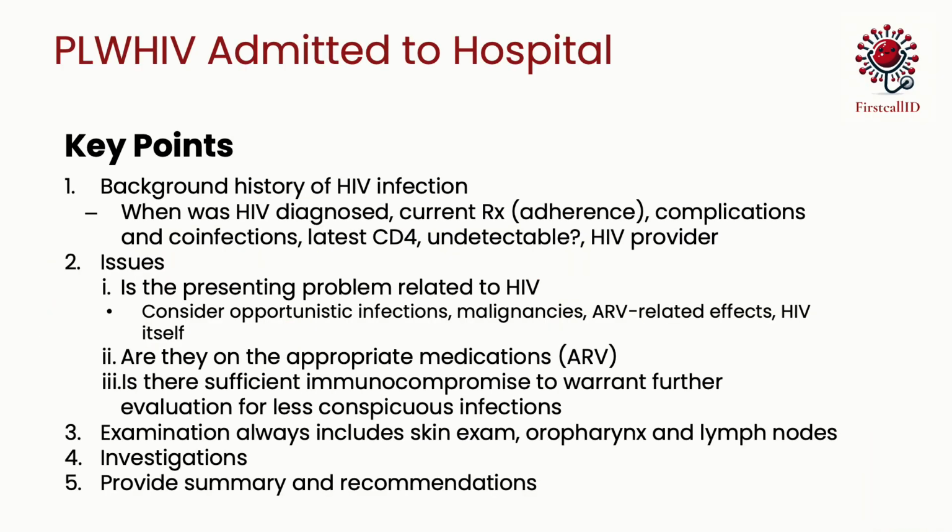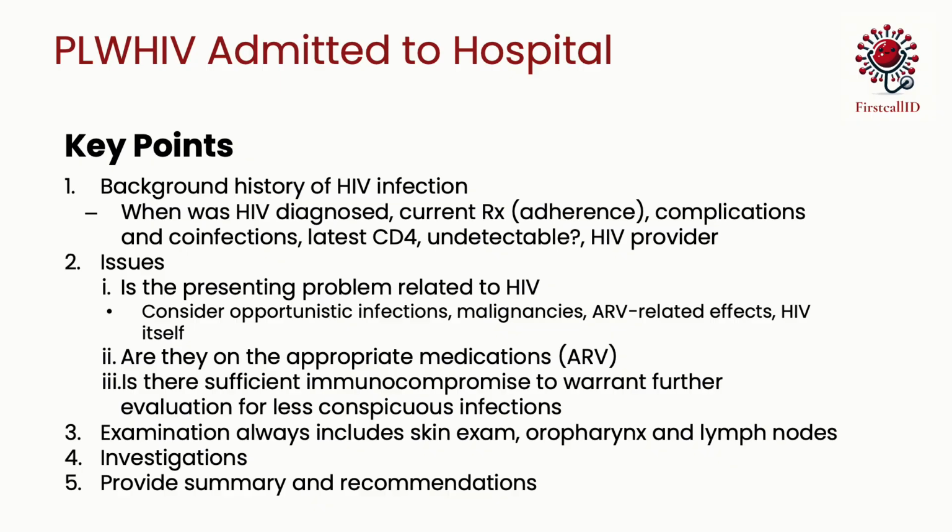Now, there are many ways to frame our assessment or our consultation when assessing patients living with HIV, but here is one example of a framework. The key points that we like to highlight: really establishing a clear understanding of the background history of their HIV infection. When was it diagnosed? What is their treatment history? Are they adherent to the therapy? What has their course been like over the years in terms of complications and potential co-infections? What is their CD4 count and are they undetectable? As well as find out who their HIV provider is.